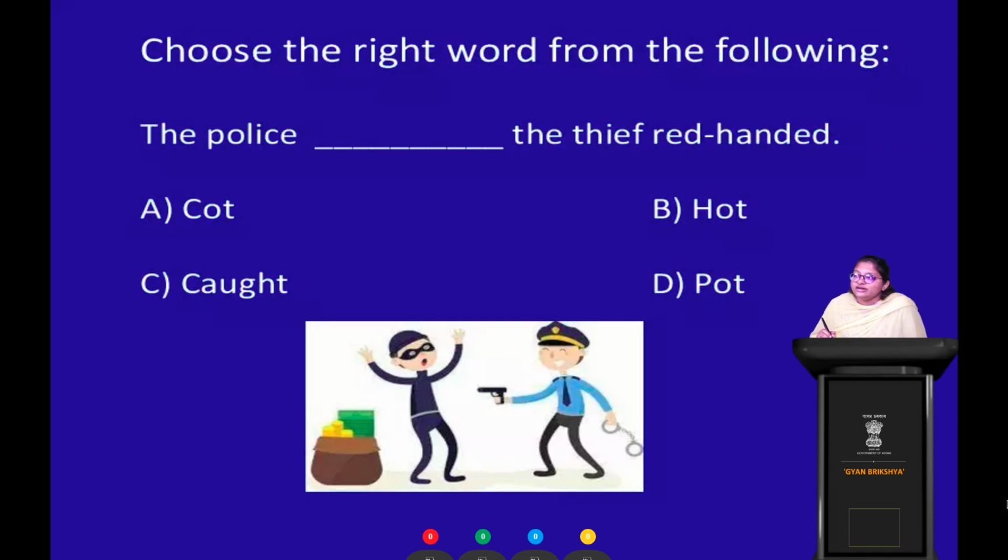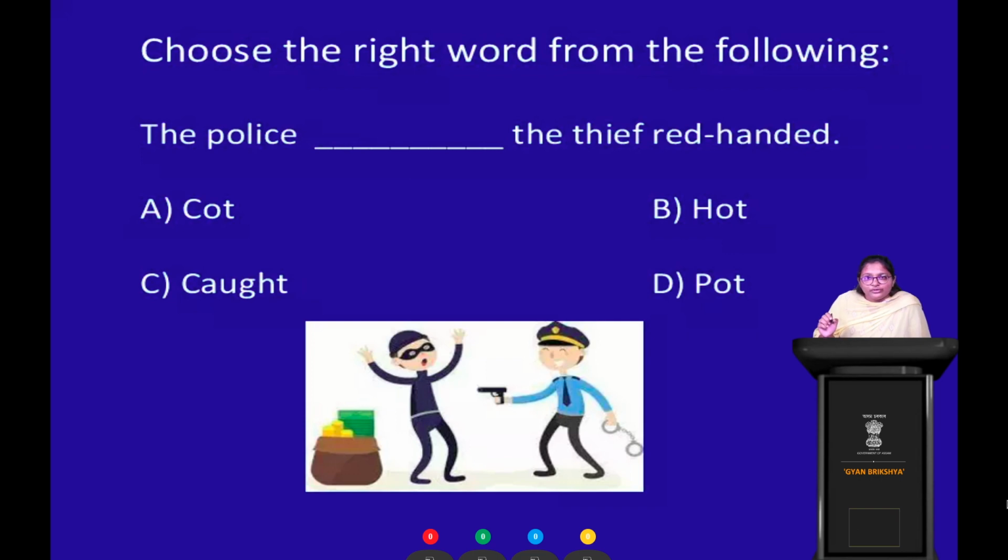Okay, so choose the right word from the following. The police dash the thief red-handed. Of the four options, whichever you think is correct, you have to put in the blank. The options are A cot, B hot, C caught, or D pot, right?